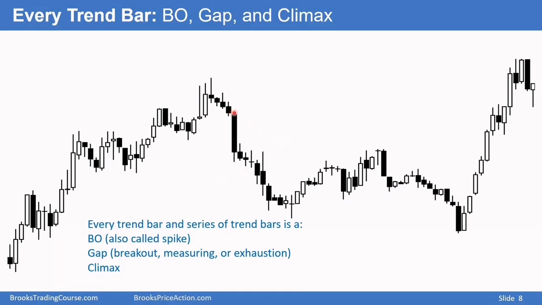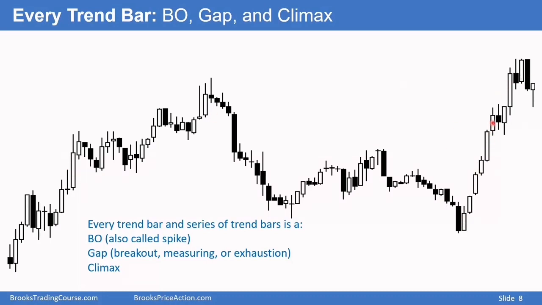For me, every trend bar is a breakout. Every trend bar is a gap, even though you don't see an actual space. Every trend bar is a climax. Here, I talked about this. There's a gap between this close and that low, a gap between this close and any of these lows, a gap between this close and that low. Those are all gaps. Here, there's a gap between this low and that high. This low tested this high, so it tested the gap.